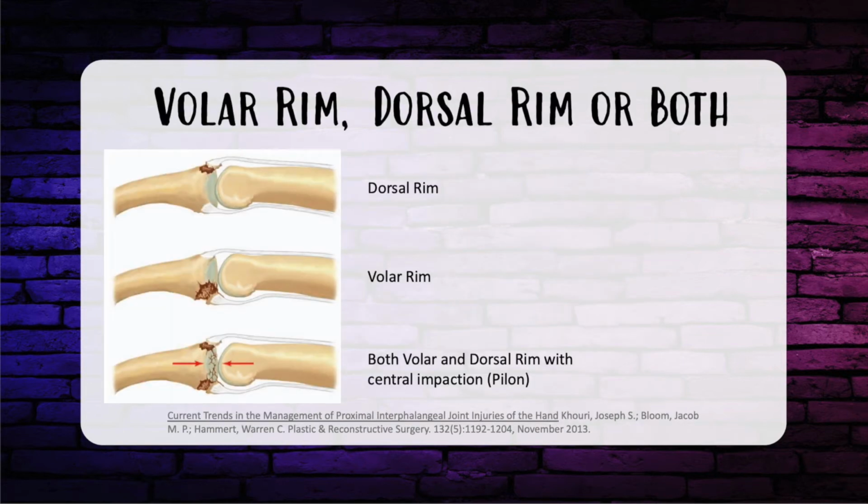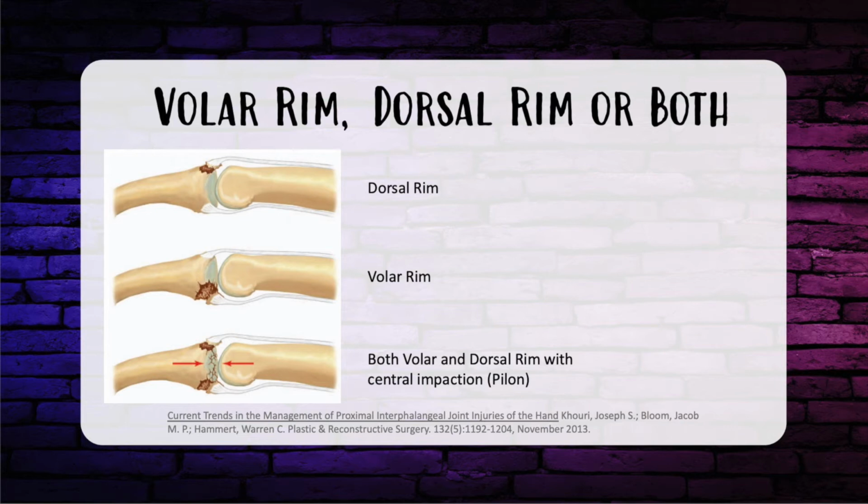But the fractures can also be further categorized into volar rim, dorsal rim, and pylon fractures. And a pylon fracture is a fracture that involves both the dorsal and the volar rim. So let's start the discussion off with volar rim fractures. A volar rim or lip fracture of the middle phalanx is the most common dorsal fracture dislocation pattern.